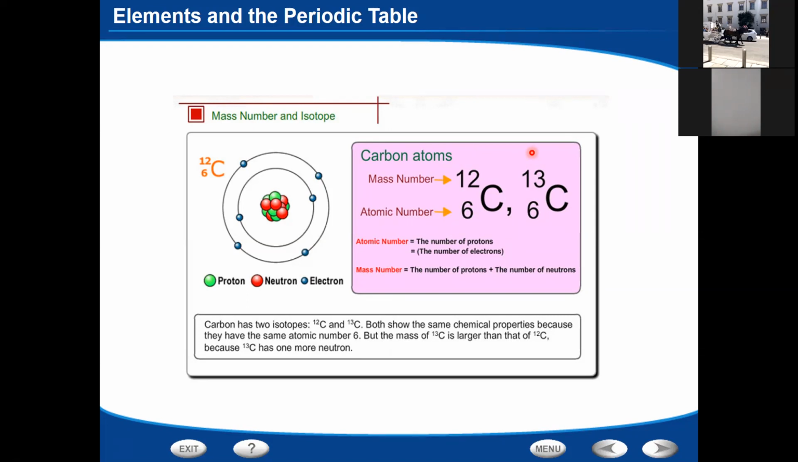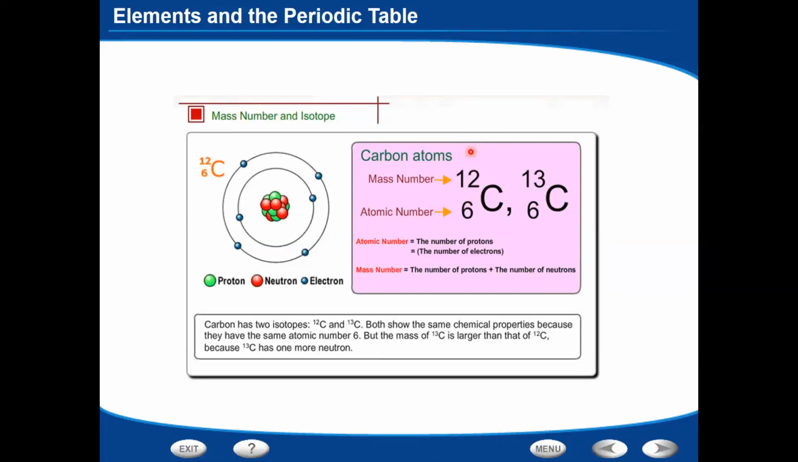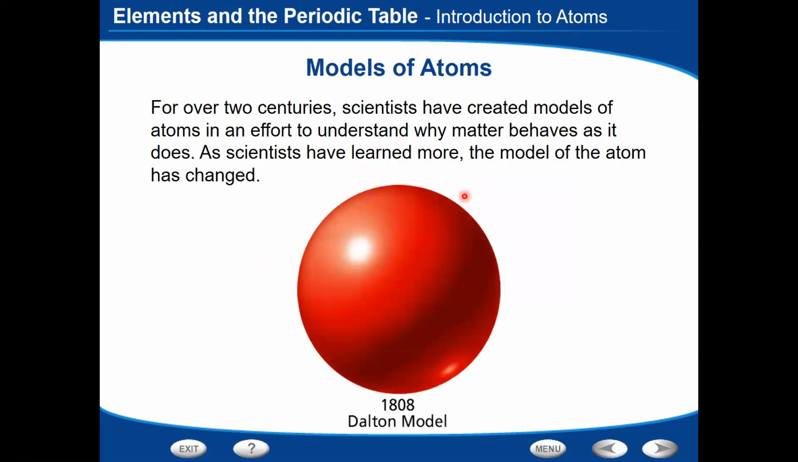Okay, guys, so here, isotope means different versions of the atom with the same number of protons and a different number of neutrons. And if you have atoms with a different number of neutrons, you have a different mass number. Why? Because mass number means the number of protons plus the number of neutrons. So if the number of neutrons is different, the mass number will be different.